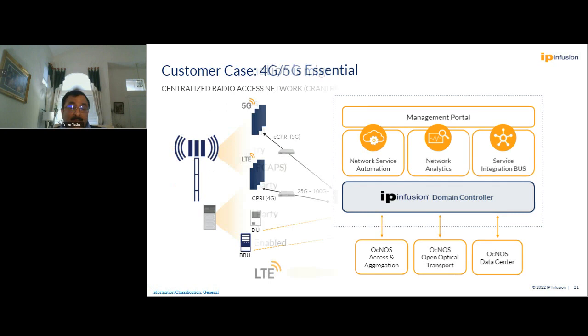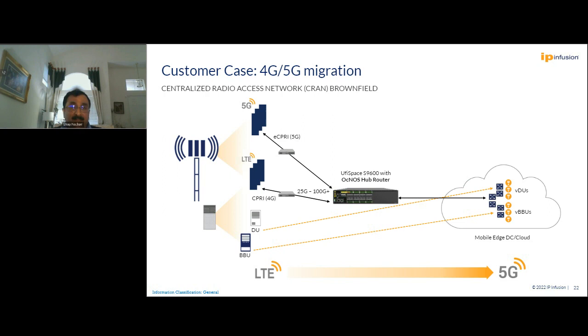So let me give you a practical use case, right? Taking this UfiSpace 9600 router. What we have done here is, this is an actual deployment use case that we have validated, tested, and it's being rolled out into a network. Essentially, in this case, the service provider had a mix of 4G, multiple generations of radios on the tower. So 4G mainly. So on day one, the necessity was to increase the scale and capacity of that network so that it becomes 5G ready.